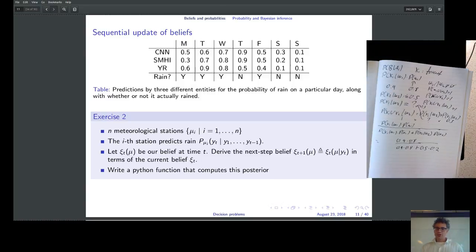As an example, the first day every station has 1/3. But then when you observe it's raining the first day, you multiply the value of the first station by 0.6, the value of the second station by 0.3, and the value of the third station by 0.5. Then you normalize these values so that they sum to 1.